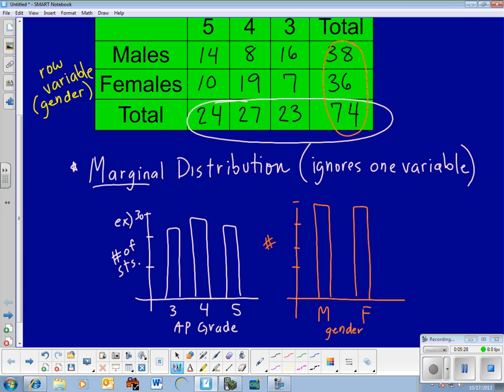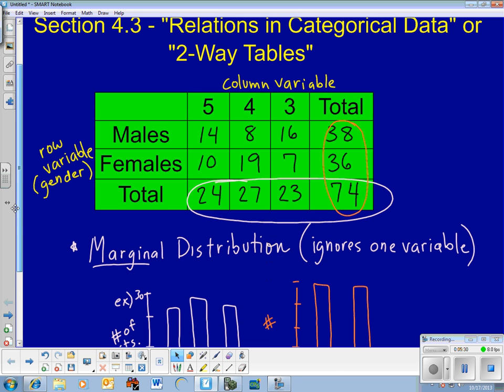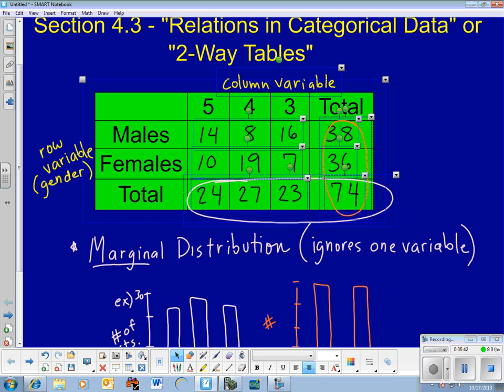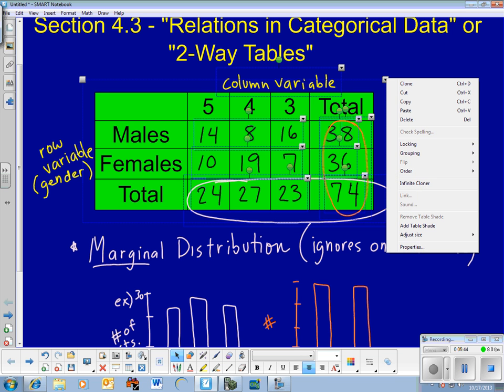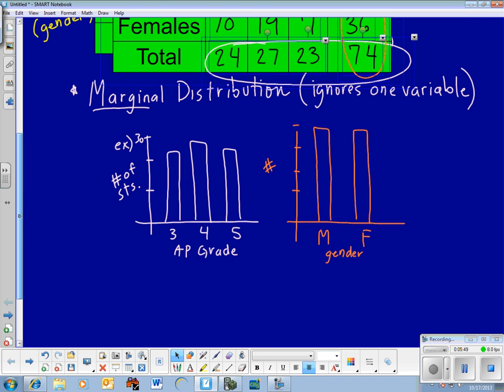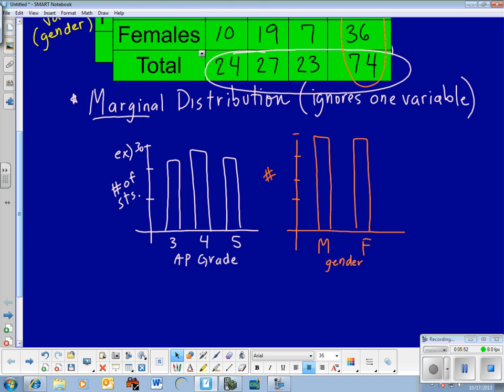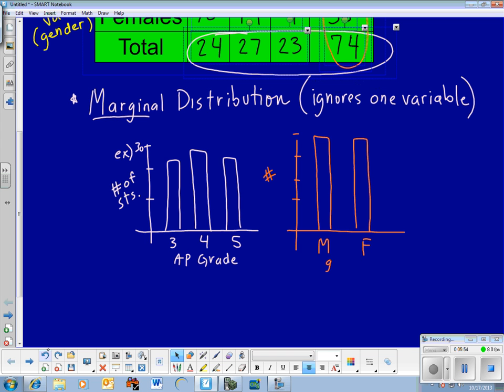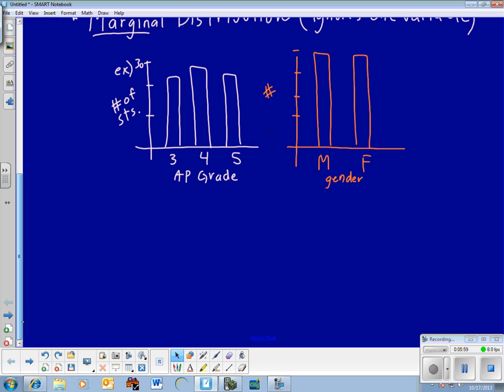All right, so the next type of distribution. Alright, sorry about that. The next type of distribution is called a conditional distribution.